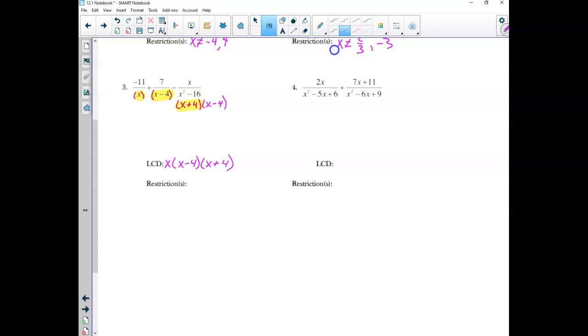I will list my restrictions off my denominator. X cannot equal 0, 4, negative 4, or 4. And those are my restrictions. Do I have to list these in any particular order?